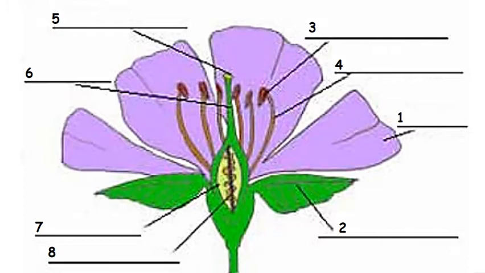Annotate the flower diagram. We will start with number 1. The purple part of the flower. The colored part of the flower is the petal. Excellent. 2. Did you say sepal? Great job, dear ones. What about the part number 3, which is the head of the male reproductive organ?